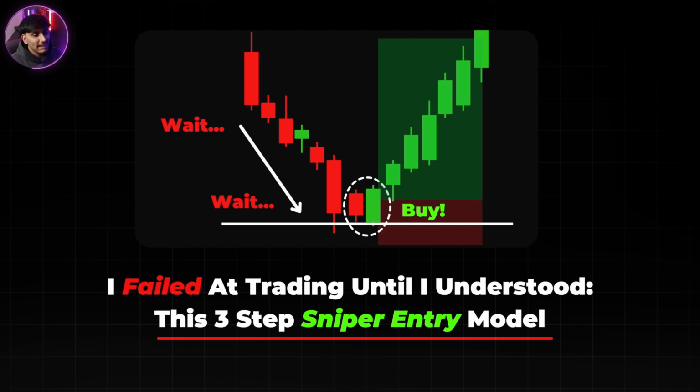So I failed at trading until I understood this 3-step sniper entry model that I'm going to share with you today that actually helped me become profitable while also simplifying exactly how to enter a trade every single time.